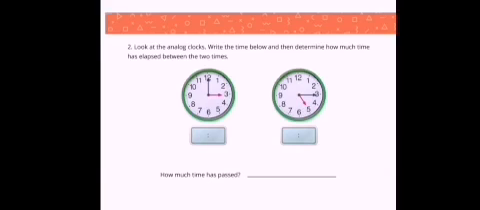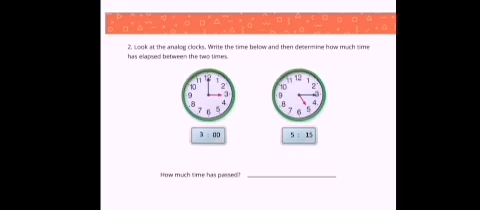Number 2, we will look at the analog clocks here and write the time below and then determine how much time has elapsed between the two times. The first clock here, the short hand is on 3, so the hour here is 3, and the long hand on 12, that means zero minutes. The second clock here, the short hand is on 5, so the hour here is 5, and the long hand going to 3, that means 15 minutes.